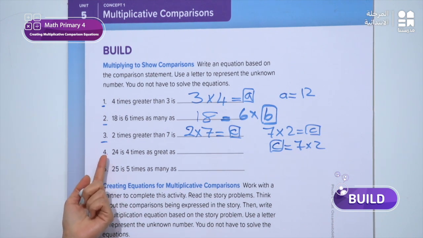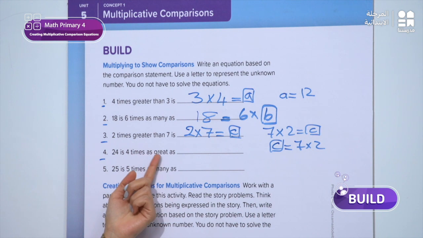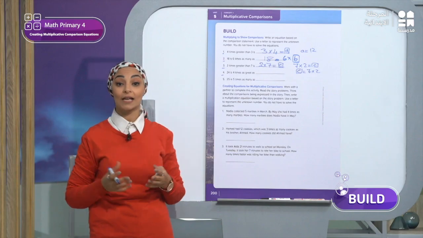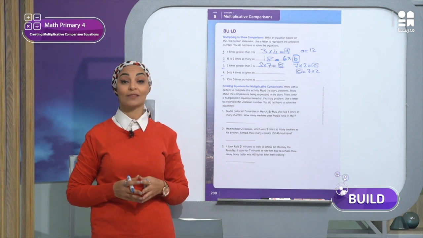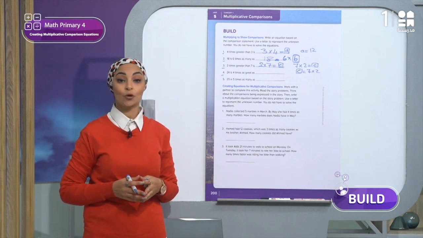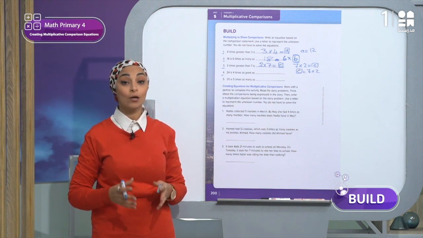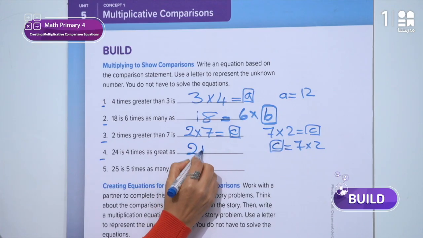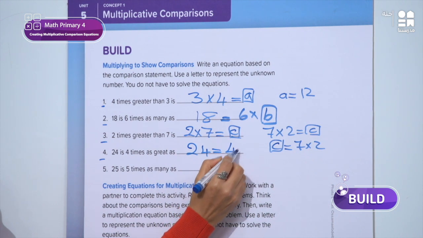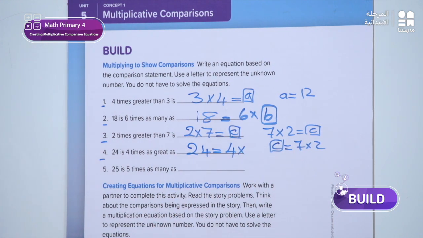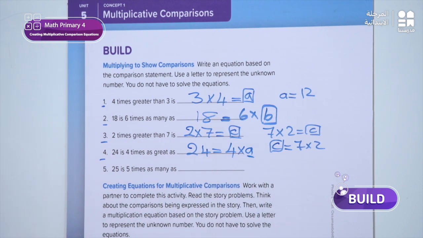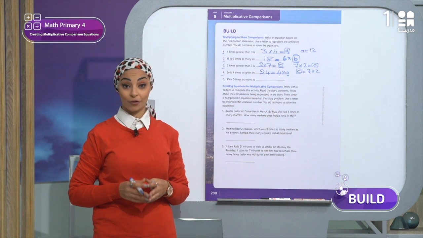He told me that 24 is 4 times as great as what? Okay, how can I write the equation? He is telling me exactly: 24 equals 4 times what? Let's write it together. 24 equals 4 times what? We will write the unknown number as a letter, for example A. Okay? We will do the same in problem number 5.